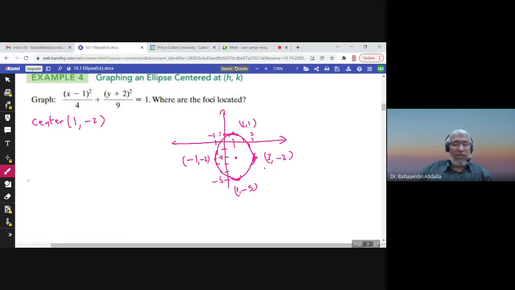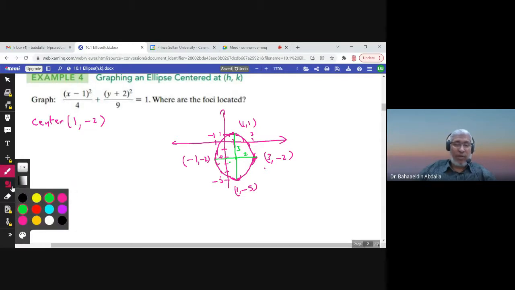So this is the graph of the ellipse. If you want, you can draw the major axis and the minor axis, and the center here is in the middle. A is 3, B is 2. Okay. You can do whatever you like, and everything is understandable because I have here, this is the vertex and this is another vertex.